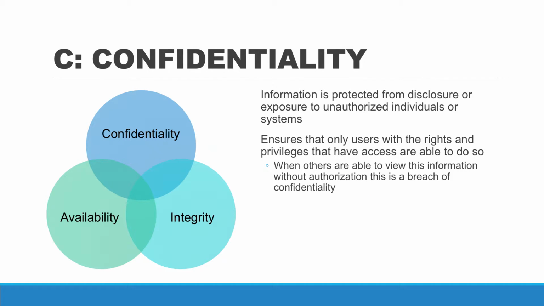The first goal of the CIA Triad is confidentiality. The goal of confidentiality, if you remember, is to keep the bad guys out and the good guys in. We're not allowing the people who aren't authorized to view or access the assets that they shouldn't be able to have access to. With confidentiality, information is protected from the disclosure or exposure to unauthorized individuals or systems. When someone is able to view or manipulate assets without authorization, this is a clear breach of confidentiality.